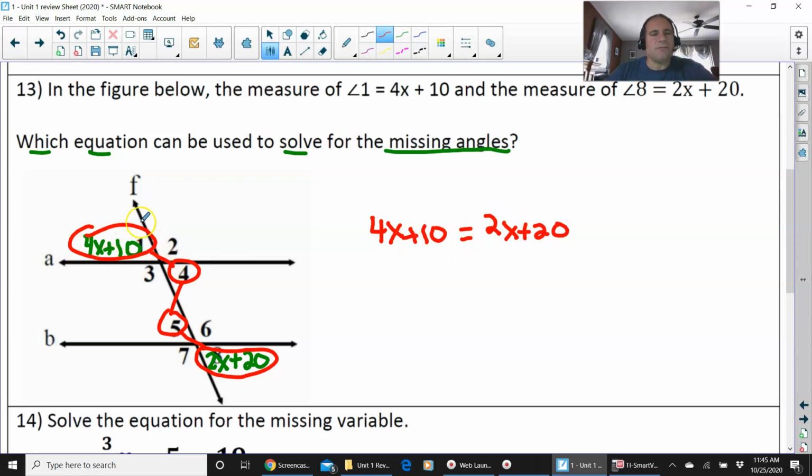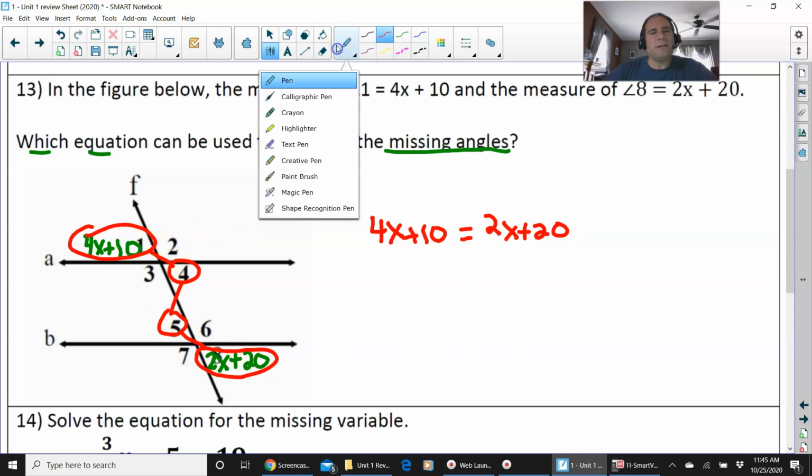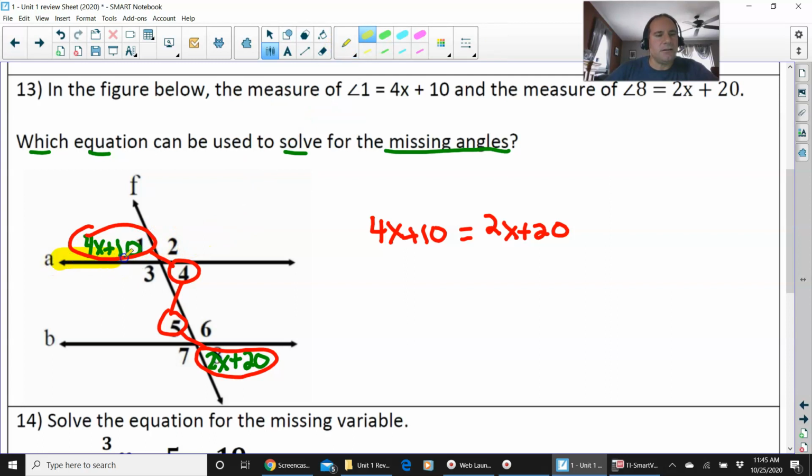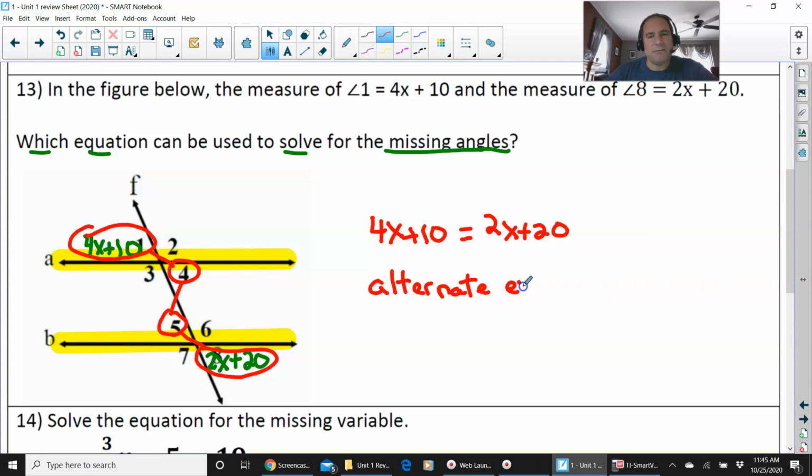Can anybody tell me what the relationship between angle 1 and angle 8 is? The relationship between the angles? Well, they're both on the outside of the parallel lines, so that means they're exterior. If they're on the outside of the parallel lines, that means they're exterior and they're on the opposite side. So alternate exterior angles. That is the relationship between the two. That is the reason why they are congruent.